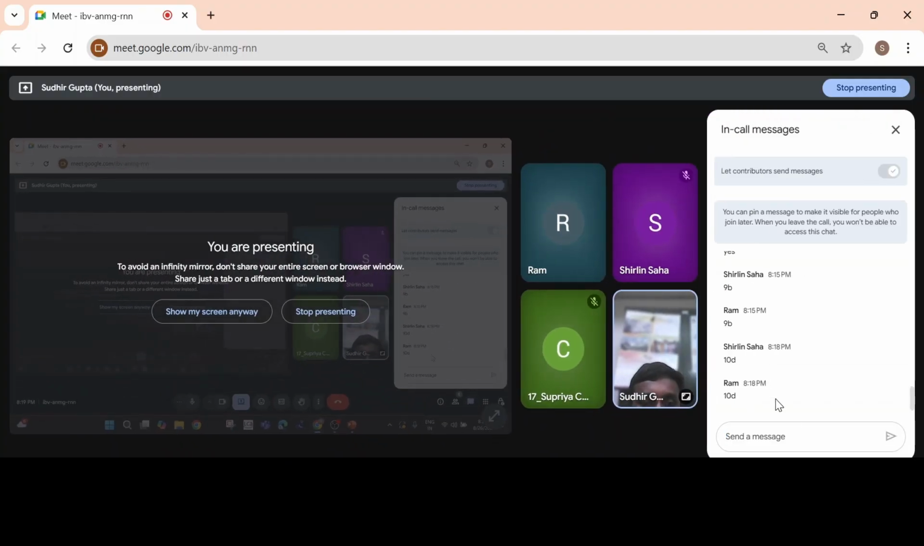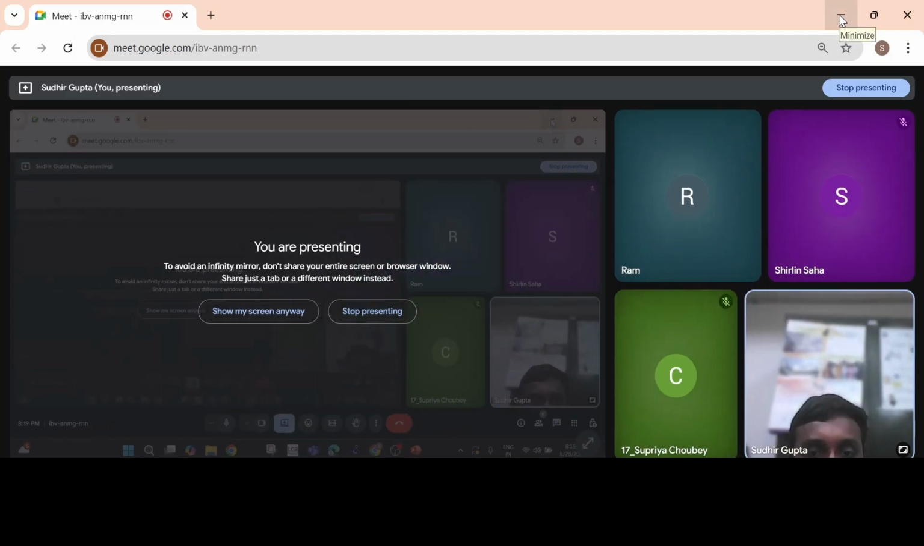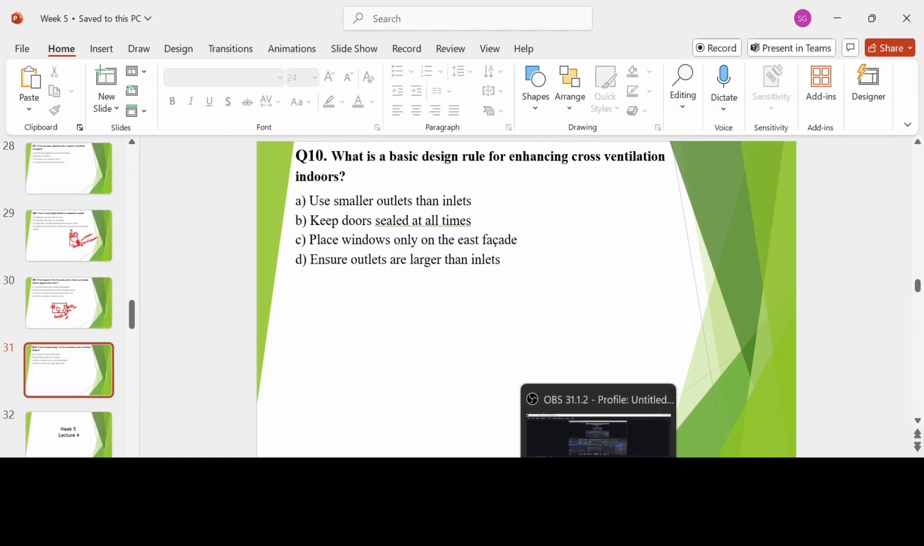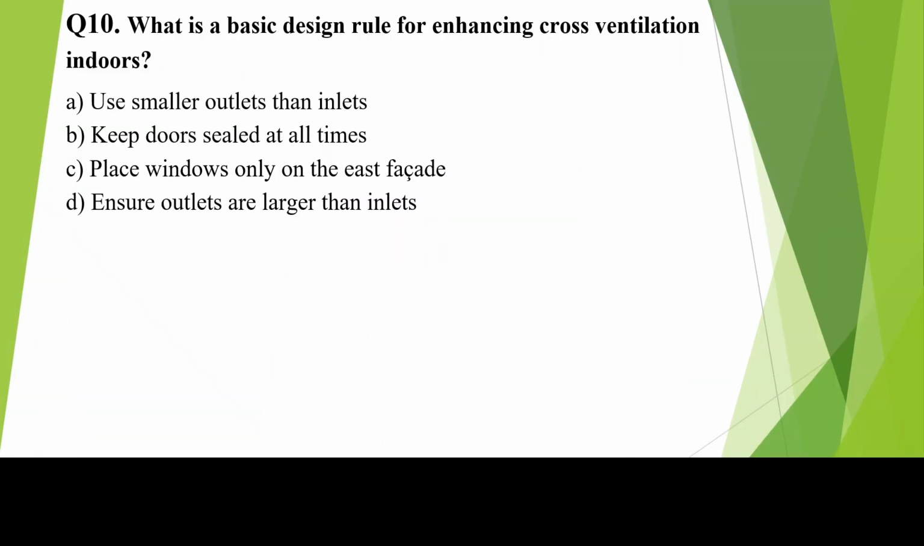So 10D has been marked by Ram, Shillin. Okay, so most of you are marking 10D. So let me discuss this particular question number 10.